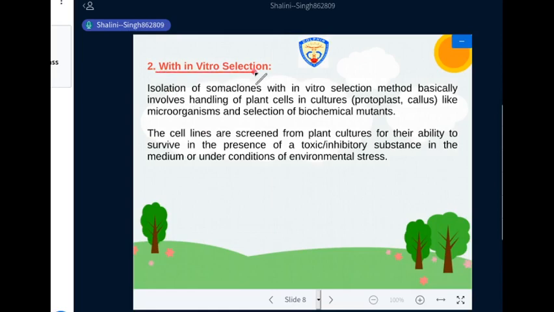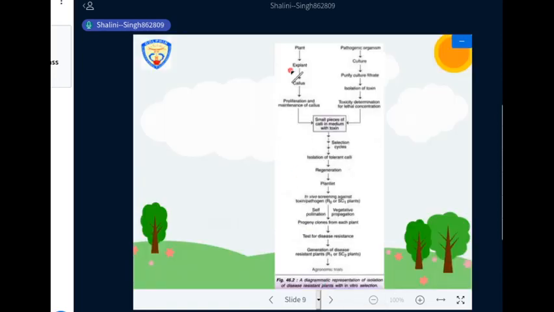in the field also. In case of the second scheme, that is with in vitro selection, isolation of somaclones with the in vitro selection method basically involves handling of plant cells in culture like microorganisms and selection of biochemical mutants. The cell lines are screened from plant cultures for their ability to survive in the presence of a toxic inhibitory substance in the medium or under conditions of environmental stress.